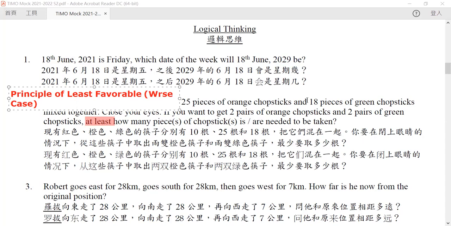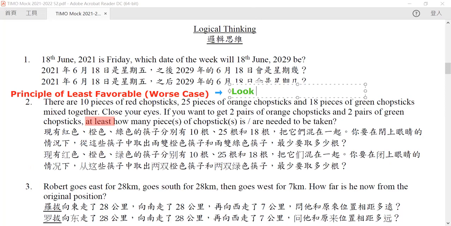Now, what does this mean? It means that instead of looking into the things that we want, we look into things which are opposite to the things that we want. So let's go through this question, shall we? Now, in here, what do we want?